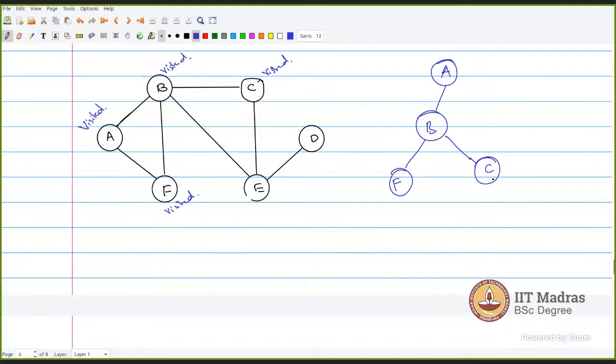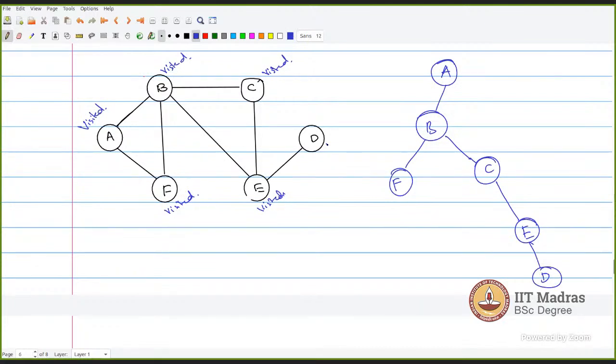Now from C, you choose another unvisited vertex that is adjacent to C. There is another vertex adjacent to C, which is E. And from E, now I forget about C. Now from E, I will look at unvisited adjacent vertices of E. There is only D. So this is D.